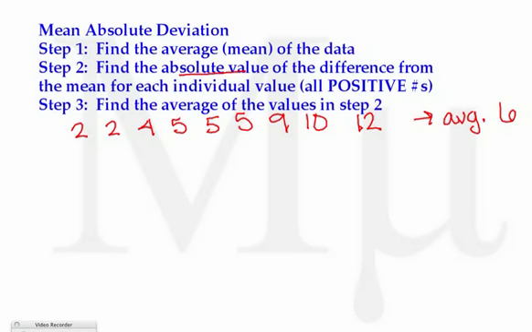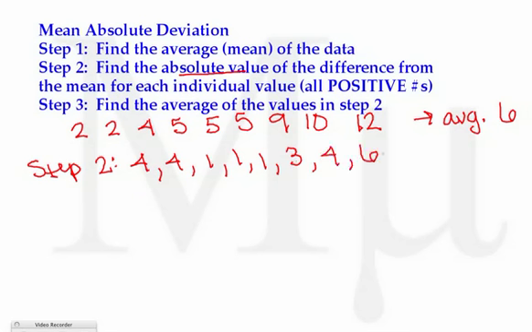Now once you've done that, we are going to do our third step, which is finding the average of the values that we have right here. So again, average, adding and dividing by how many numbers there are. So before, with the variance, remember that we squared them and went on from there.